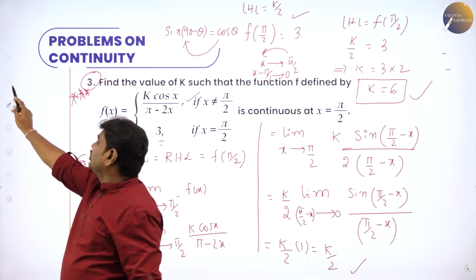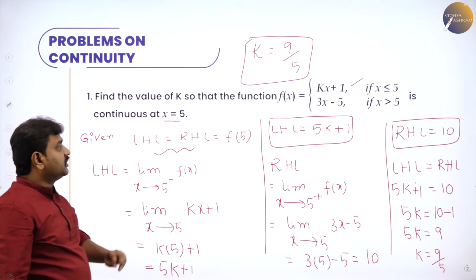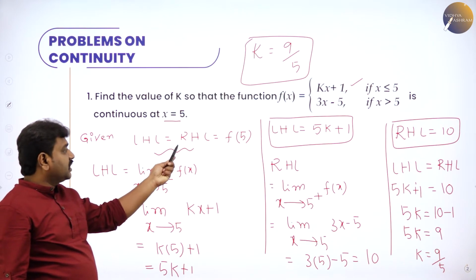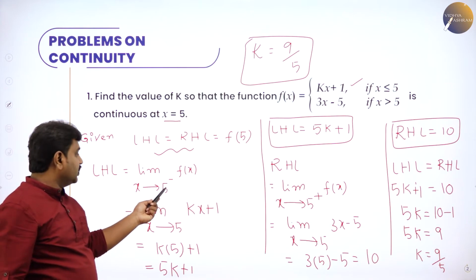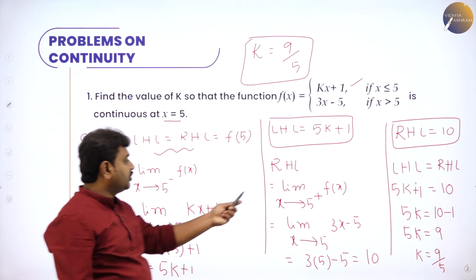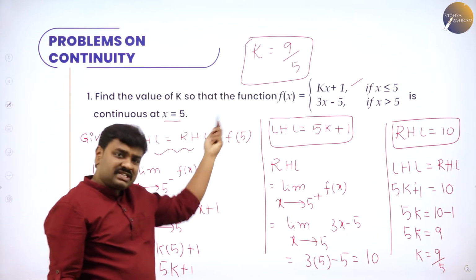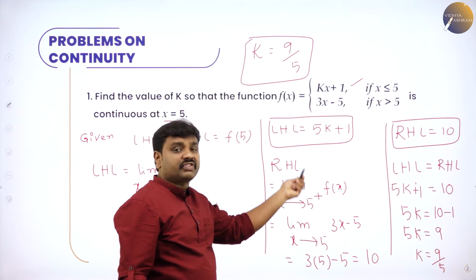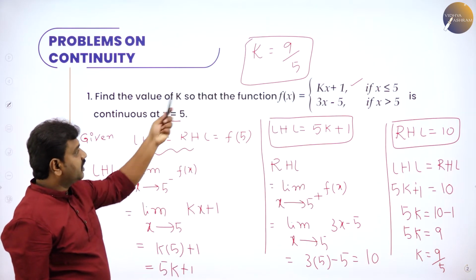So now, let me summarize what we have done. First question, they want you to find k. They told us it is continuous at 5. If it is continuous, LHL, RHL, f of 5 all are equal. What is LHL? Limit x tends to 5 minus f of x. LHL means 5 minus, RHL means 5 plus. 5 minus means same as x tends to 5, where minus means choose the function when x is less than 5. Plus means choose the function when x is greater than 5. Like that we equated LHL and RHL, and we got k.